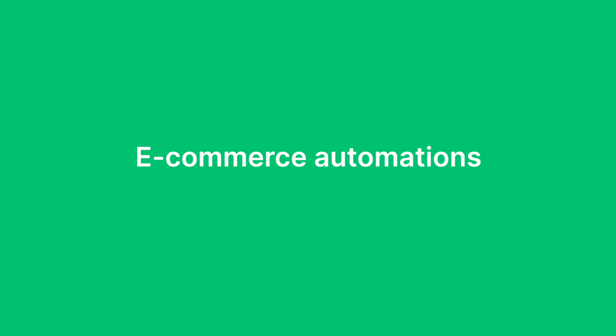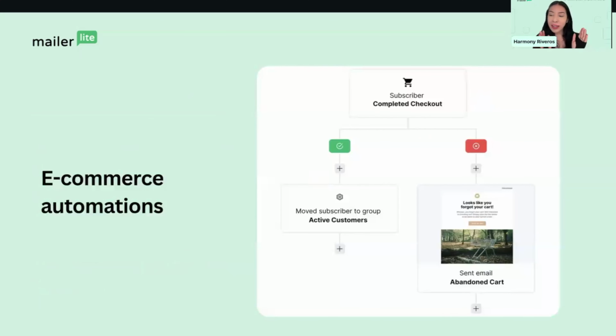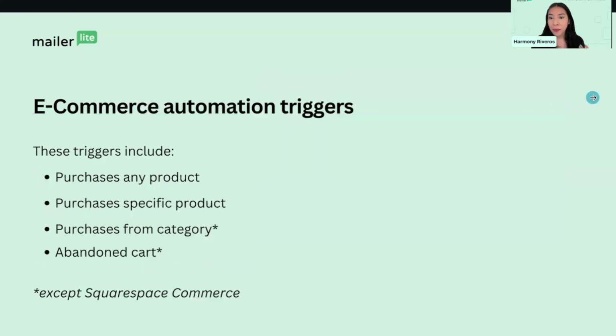Next, talking about e-commerce automations. So when you connect an online store to MailerLite, you are then able to use e-commerce automations. Okay, so when you connect an e-commerce store to MailerLite, you then see all of the new e-commerce triggers, from purchase any product, purchase specific product, purchase from category, or abandoned cart. All of these are included in all of the integrations, except, as I mentioned, Squarespace Commerce does not include these two options for e-commerce automations.